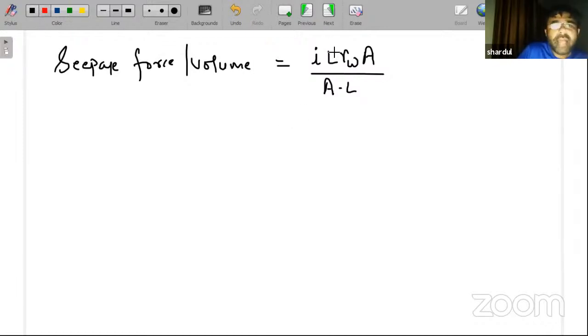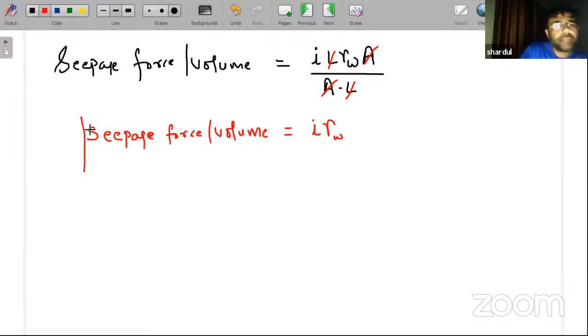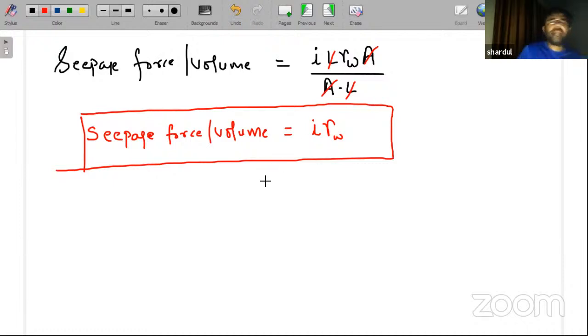So from here, I can cancel L with L and A with A. So the seepage force per unit volume becomes equal to i into gamma W. This is the standard result which you can remember for your objective questions. The seepage force per unit volume of the soil is i into gamma W.